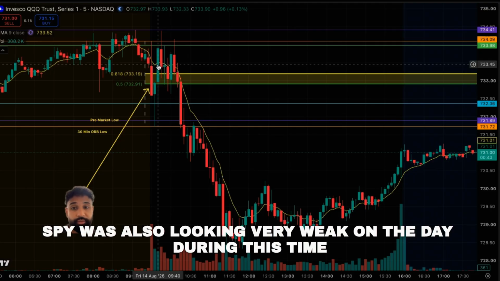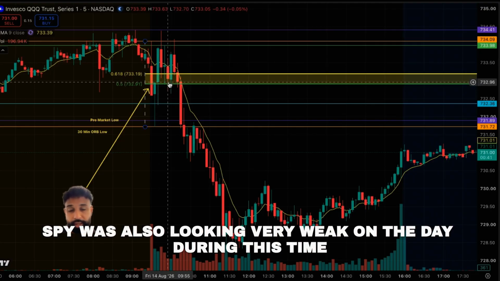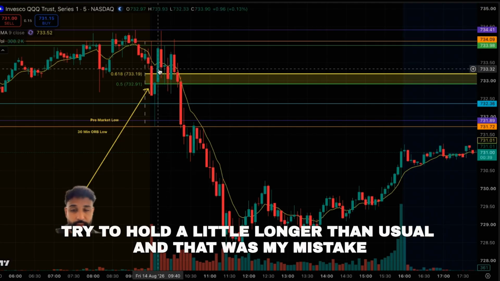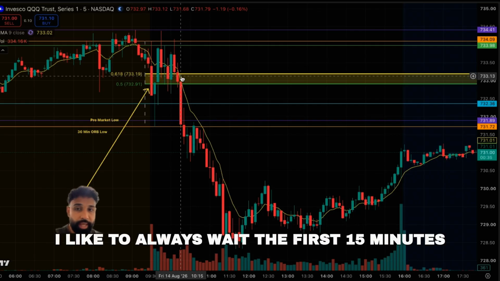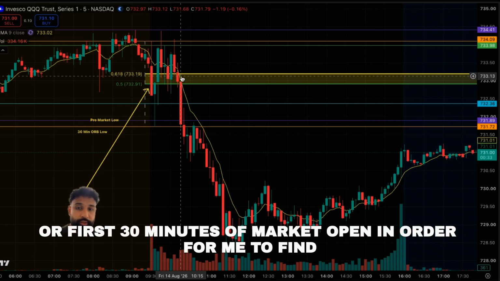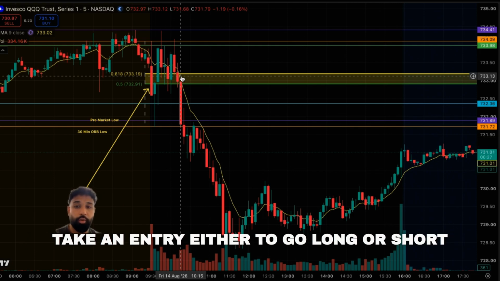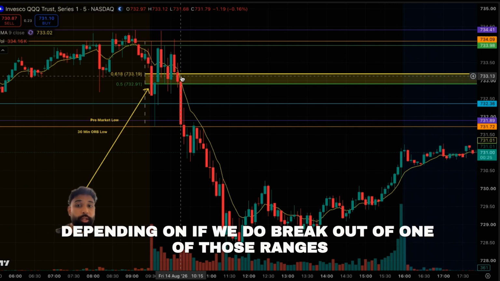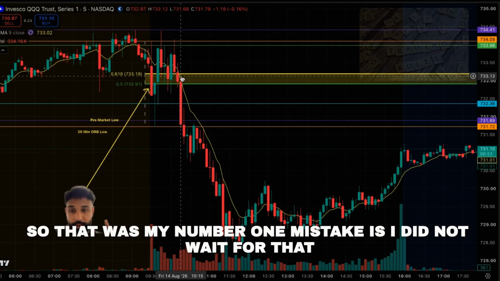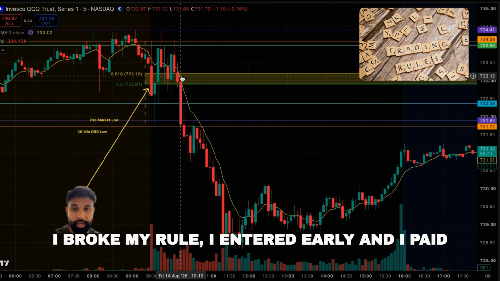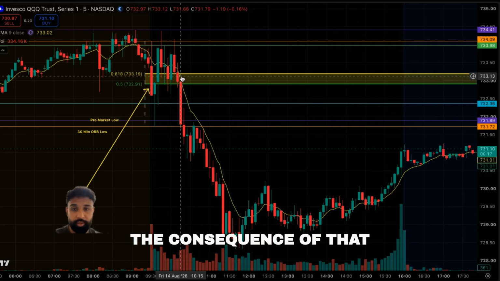SPY was also looking very weak on the day during this time, so I did try to hold a little longer than usual, and that was my mistake. So two mistakes that I made. I like to always wait the first 15 minutes or first 30 minutes of market open in order for me to understand what market direction is, and then take an entry either to go long or short depending on if we do break out of one of those ranges. So that was my number one mistake, is I did not wait for that. I broke my rule. I entered early and I paid the consequences of that.